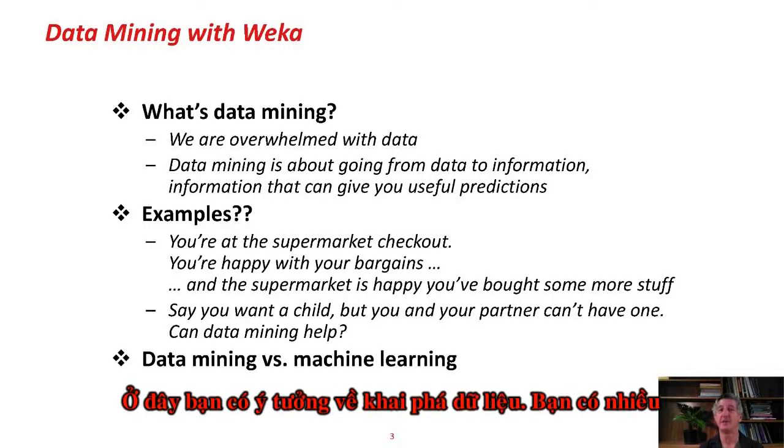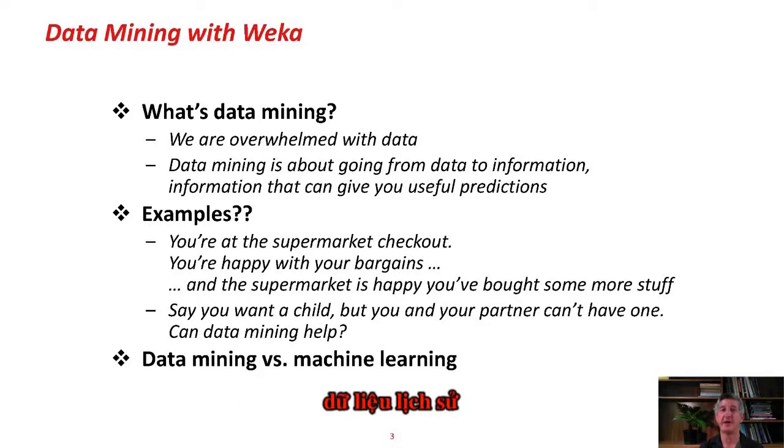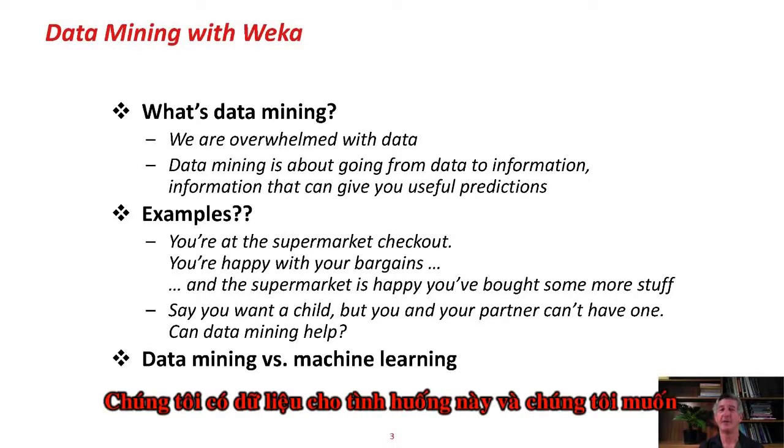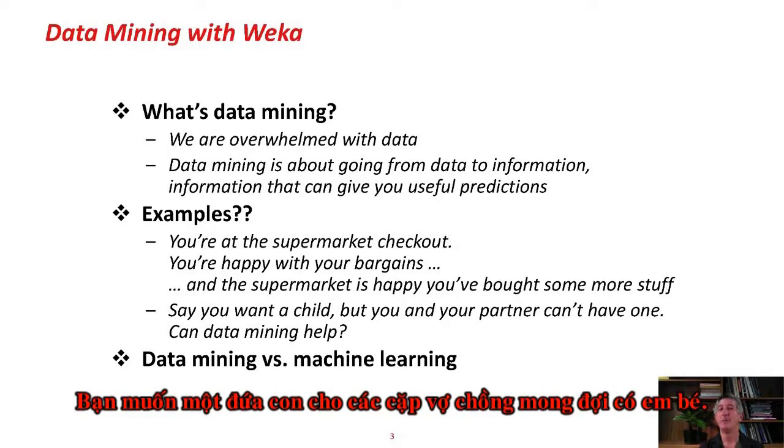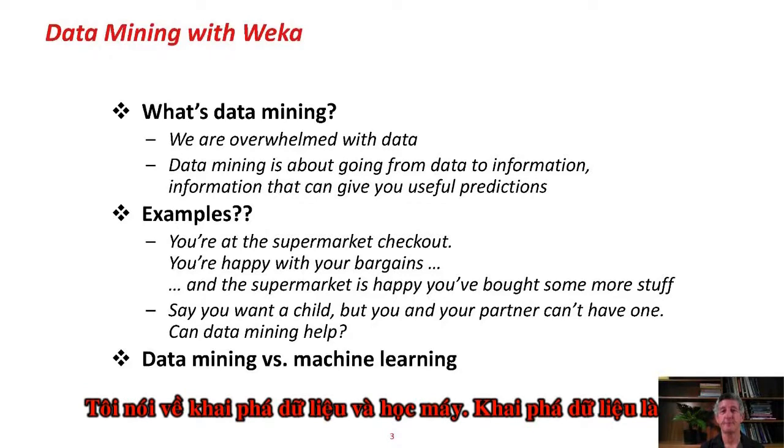So here's an ideal situation for data mining. We've got lots of historical data, we've got data on the present situation, and we want to select those embryos that have the best chance of success. Now that's a good application of data mining, bringing a live child to a couple who wants one.